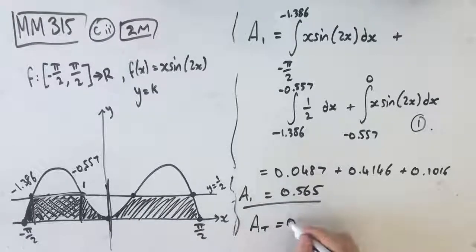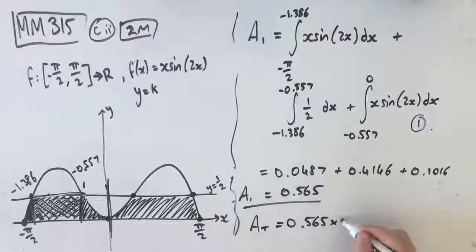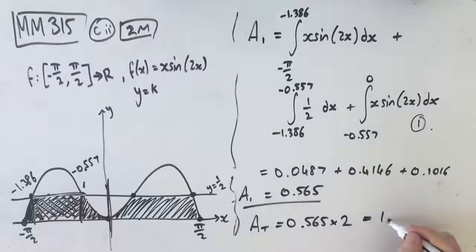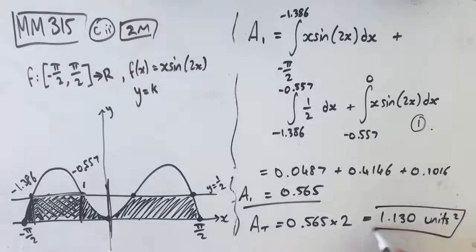So area total is equal to 0.565 times 2, which equals 1.130 units squared. And that's to 3 decimal places, which is what the question's asking for. So that's our second and final mark. And that's our final answer for this part, and for this question, MM315.